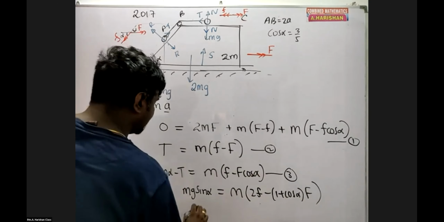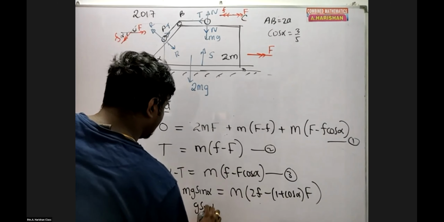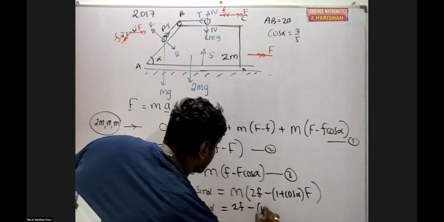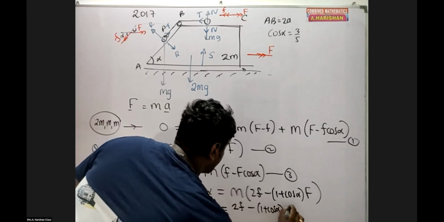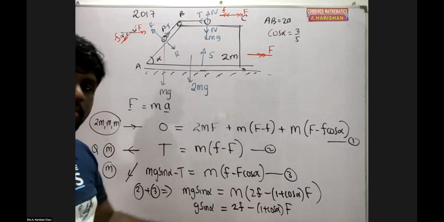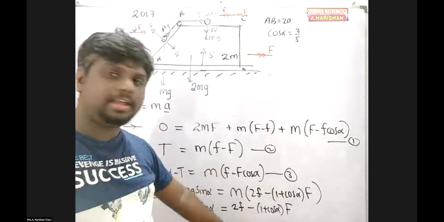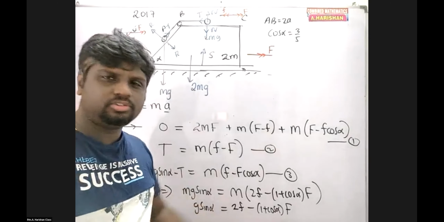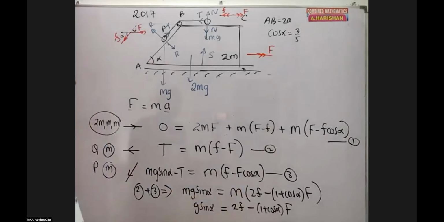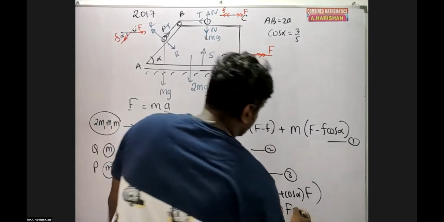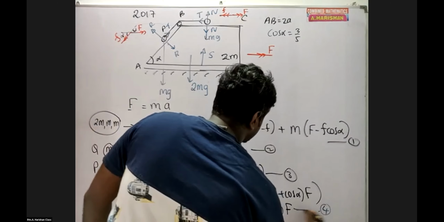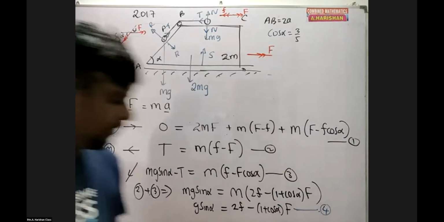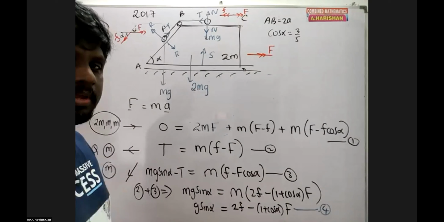So you can cancel the m later. So g sin alpha is going to be 2 simple f minus 1 plus cos alpha into capital F. Actually, we know cos alpha is 3 by 5, so we can put it in later. We can put it here also, that's up to you, right? So this is going to be equation 4. So please copy if you don't have these notes. Okay, give me a second.